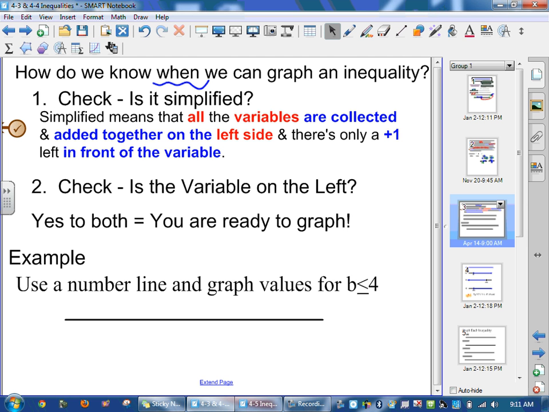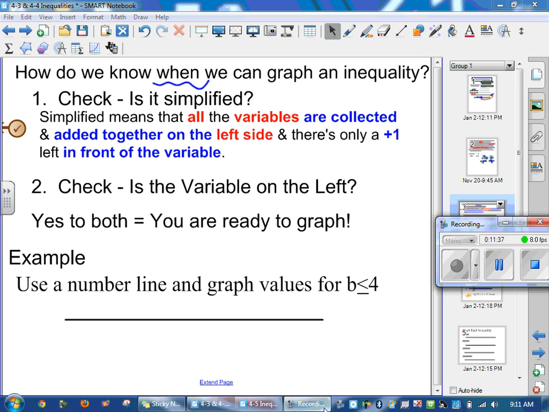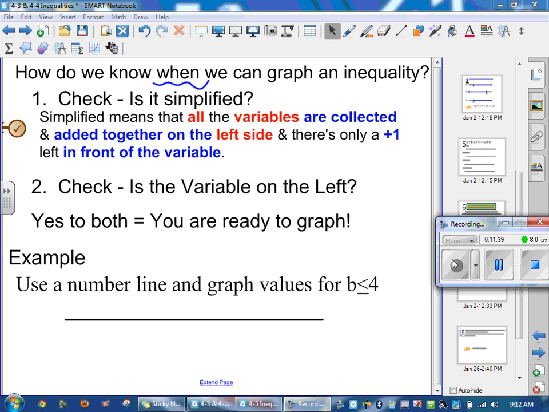Okay, that's super important. All right, so we check these two conditions. First one, is it simplified? Last one, is the variable on the left? If it's yes to both, then you're ready to graph. Now, if you say no to one of those, then you need to simplify it further. Okay? All right, let's take a look at the example on the bottom here.